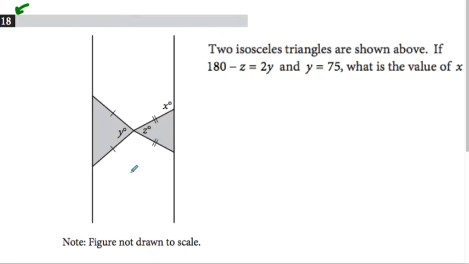So I'm looking at this and I see this figure. It says it's not drawn to scale. That's important. And it says two isosceles triangles are shown above. I actually just moved the problem, so this would be below it in the book. If 180 minus z equals 2y and y equals 75, what is the value of x?